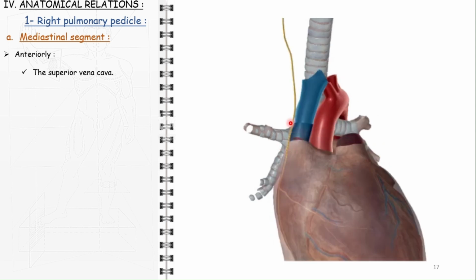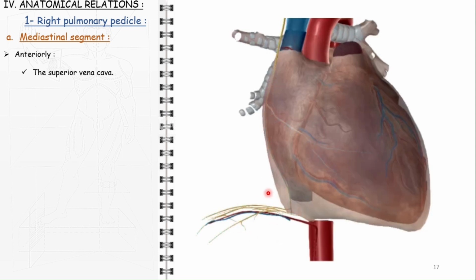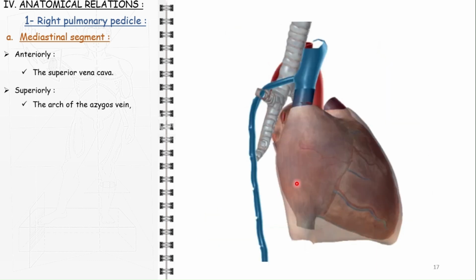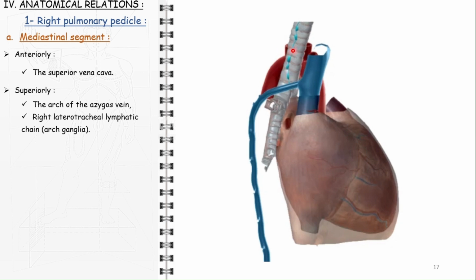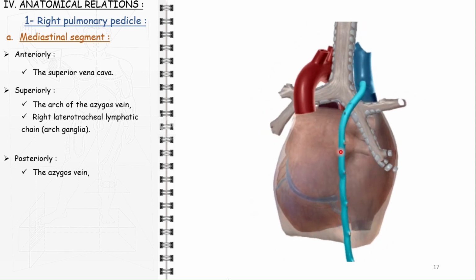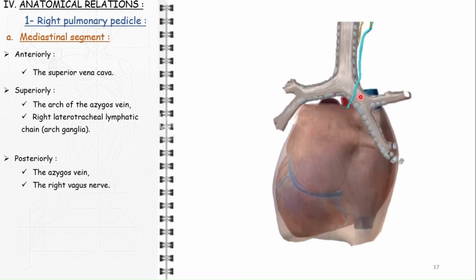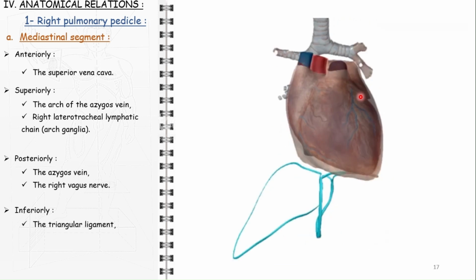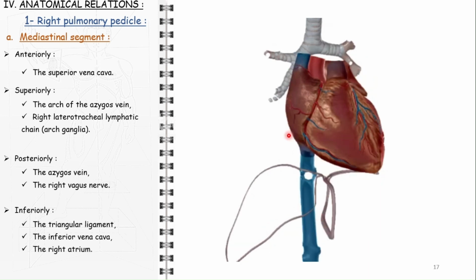Over there, the right phrenic nerve descends, accompanied by the right superior phrenic vessels. Superiorly, the mediastinal segment is related to the azygos arch and the right laterotracheal lymphatic chain, or arch ganglion. Posteriorly, the azygos vein, before forming its arch, and the right vagus nerve. Inferiorly, the triangular ligament, accompanied by the inferior vena cava, and the right atrium.